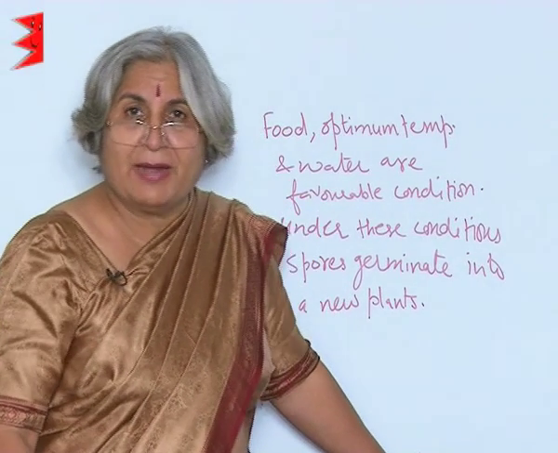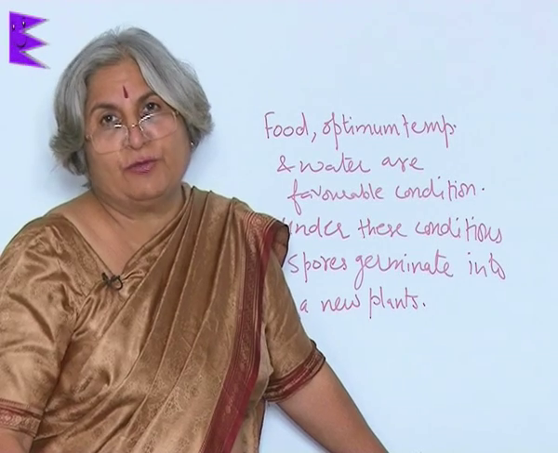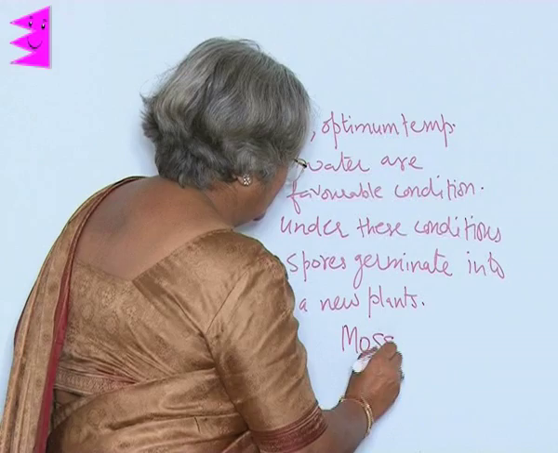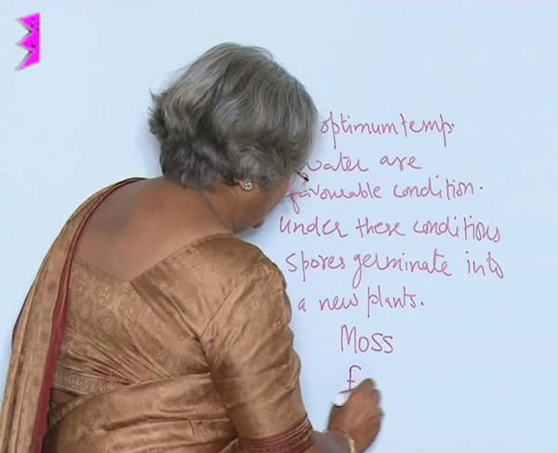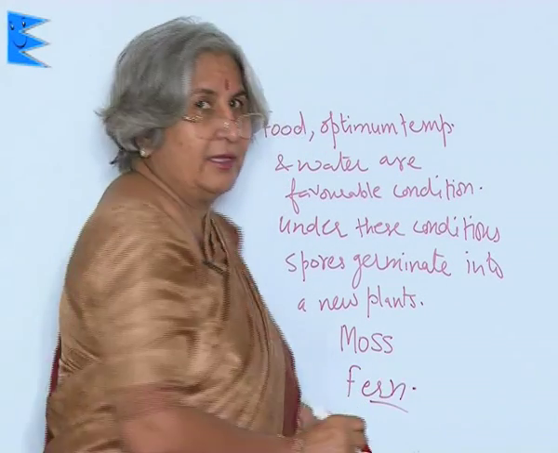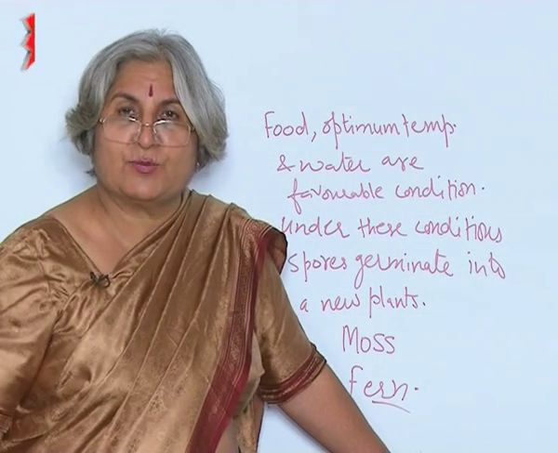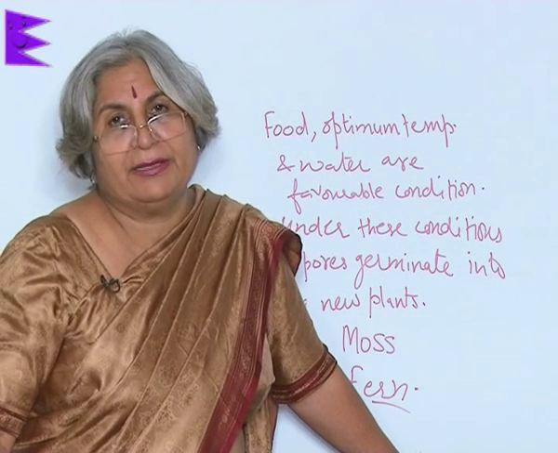There are some more plants which reproduce by spore formation, and these are moss and fern. If you see a leaf of a fern, on its back side you will find rounded or different patterns, brown patches. These are the spores. They are actually the sporangia which contain the spores and they also help in reproduction.